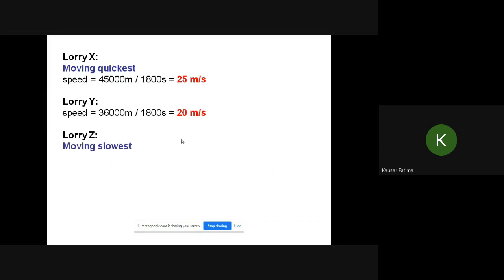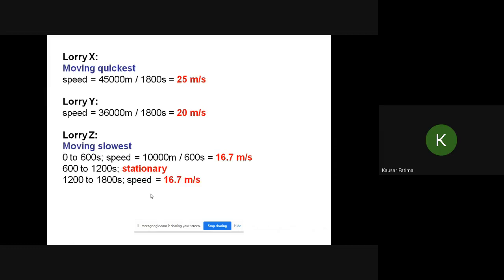Lorry Z stayed during the journey, after 600 seconds it did not move. So how will we calculate the average speed of this? Total distance it covered divided by total time. In the first 600 seconds it was moving, then it was stationary, then from 1200 seconds to 1800 seconds it moved again. So the average speed: the total distance it covered was 20,000 meters in 1800 seconds. So it is the slowest one.